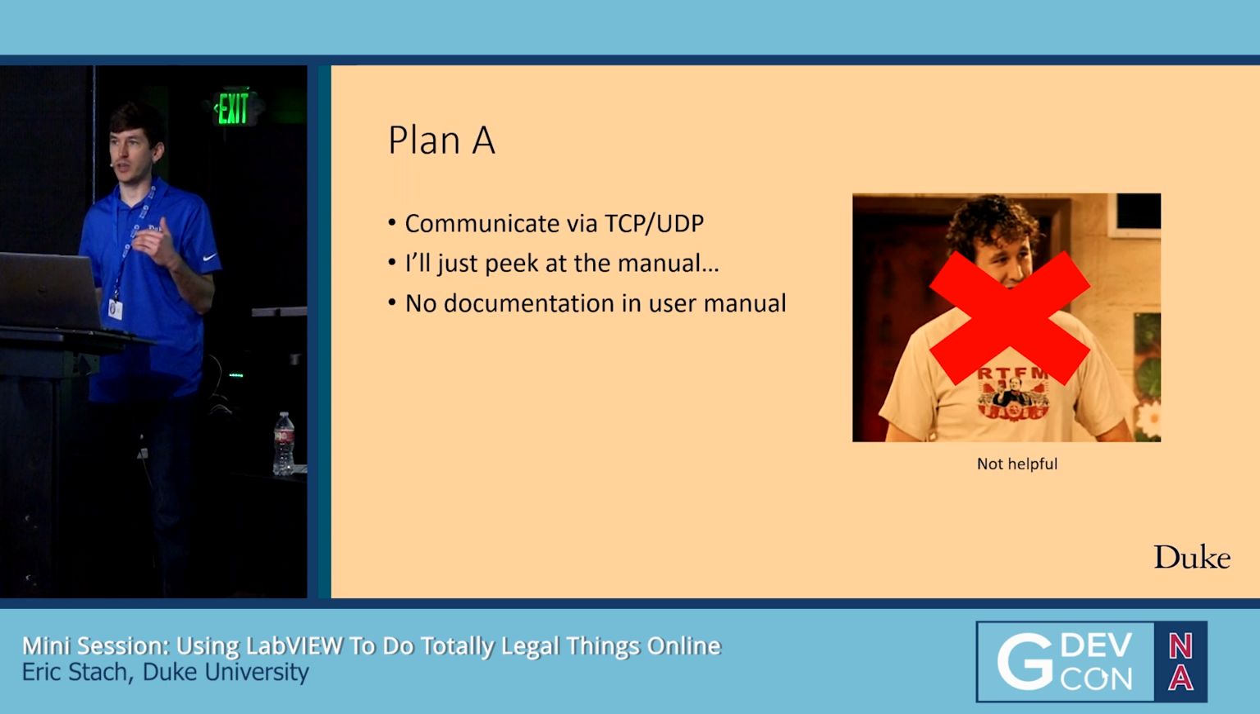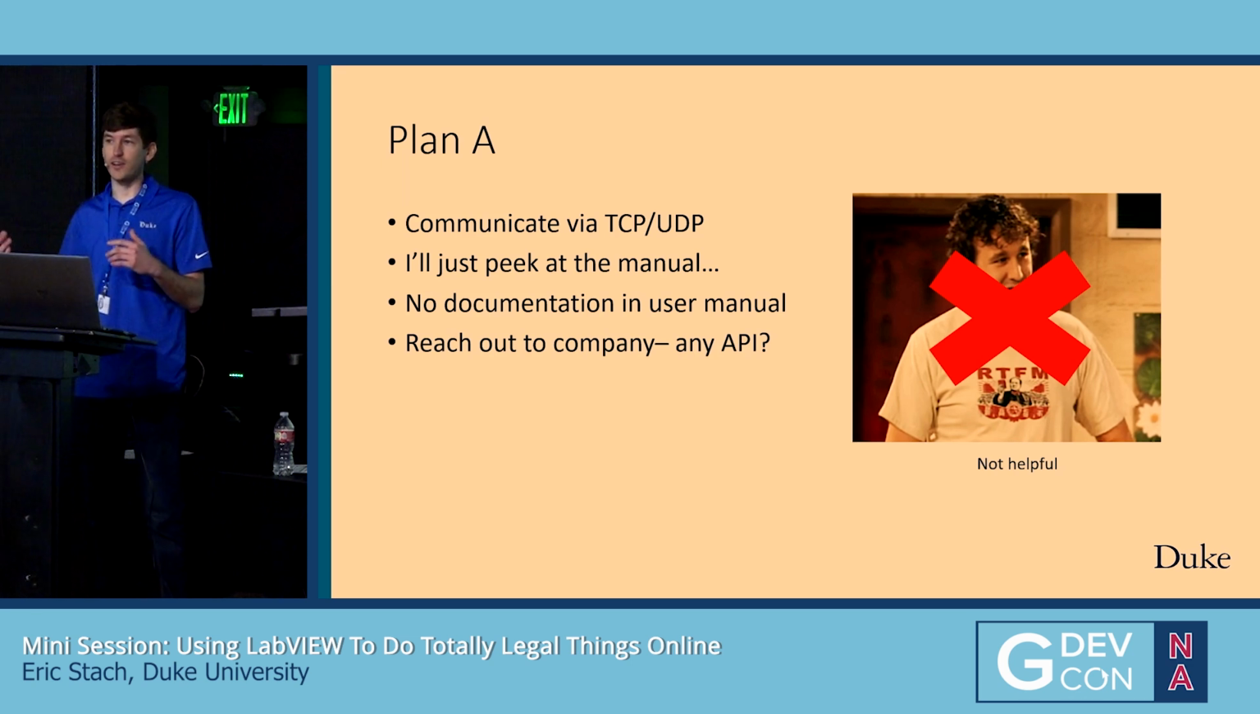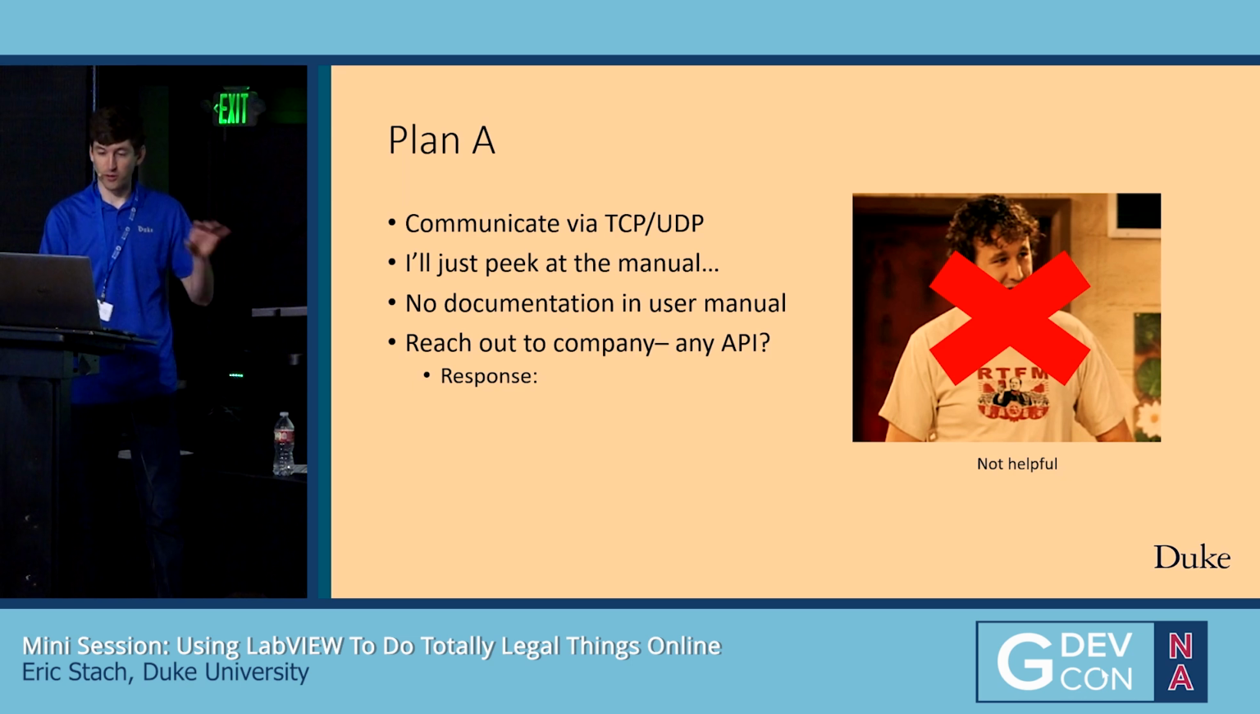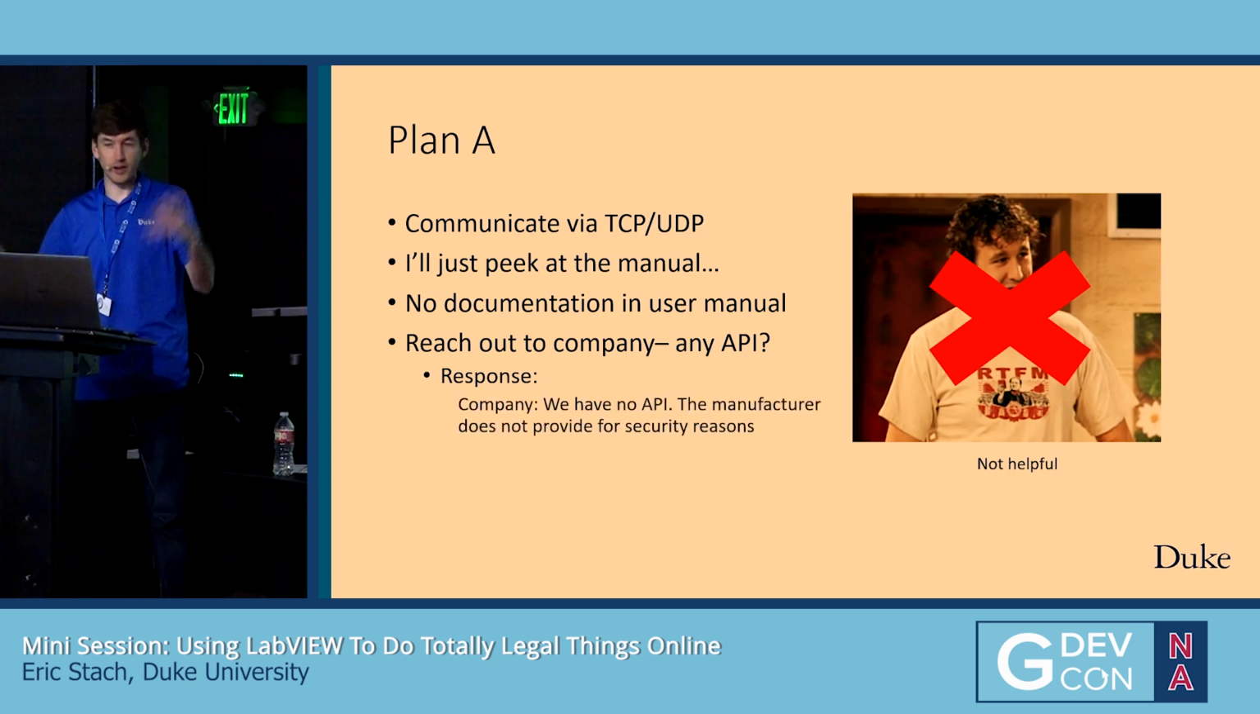Try combing through the company's website and seeing what they have, and there's nothing. So I decided to reach out to the company and asked, "Hey, do you have an API or anything I can go off of?" And the company's response was great. They said, "We don't have an API. We're just the vendor. The manufacturer doesn't supply this for security reasons." Security camera, OK, I can see the rationale there.